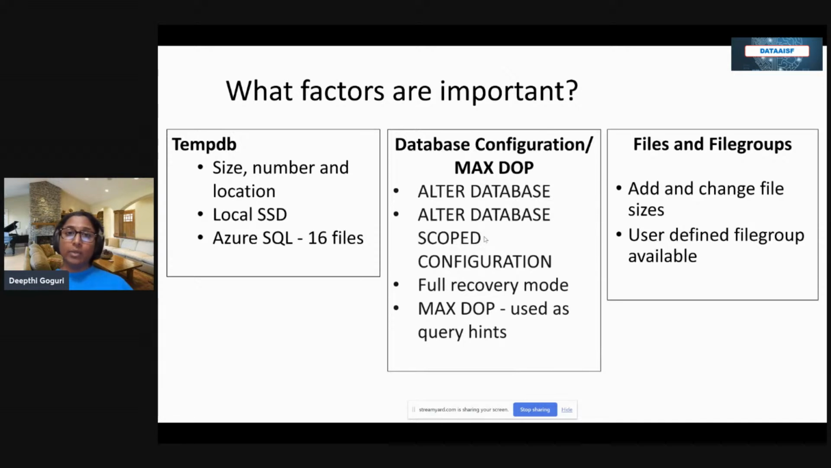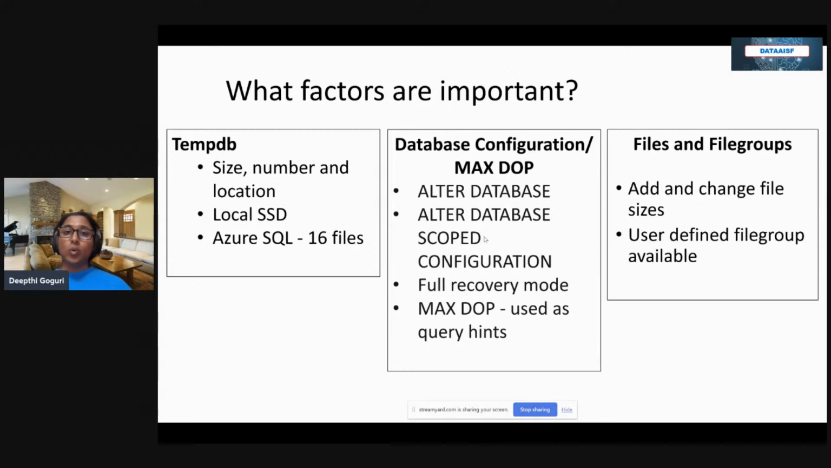And when we talk about the database configurations, if you are building the Azure SQL database, you can use alter database scoped configurations. And the database is always placed in the full recovery model only because they have to provide the service level agreement from Microsoft. So it has to be in the full recovery model. You can't change that. And if you are using the Azure SQL database, you can use the max top query hints. Not only the max top, but you have several other query hints that you can use. But according to the database configuration, you can use the max DOP.